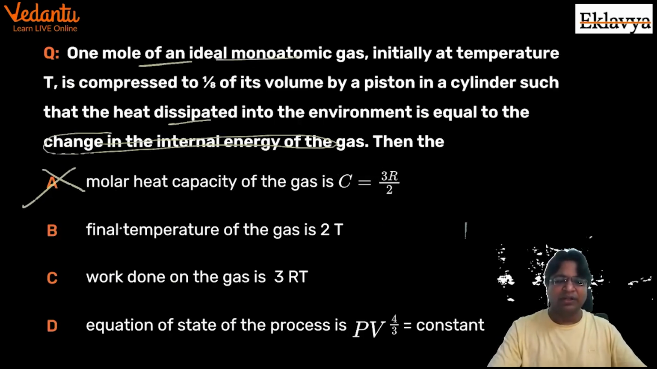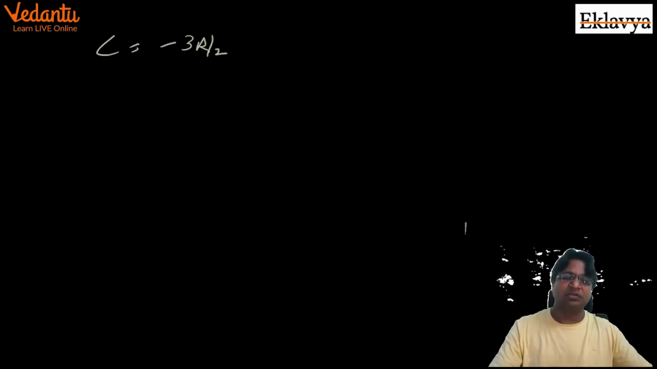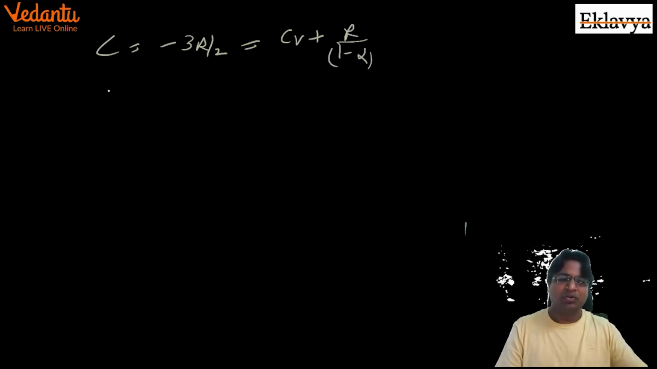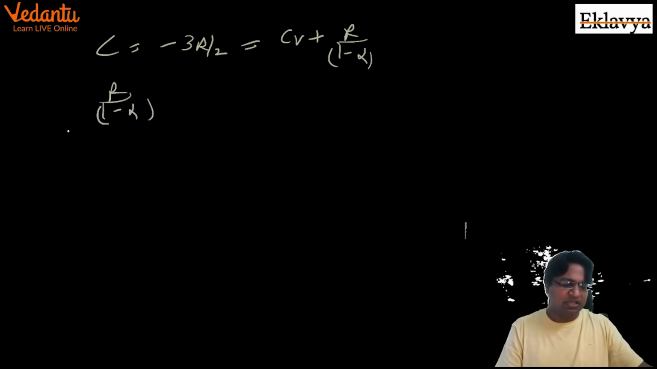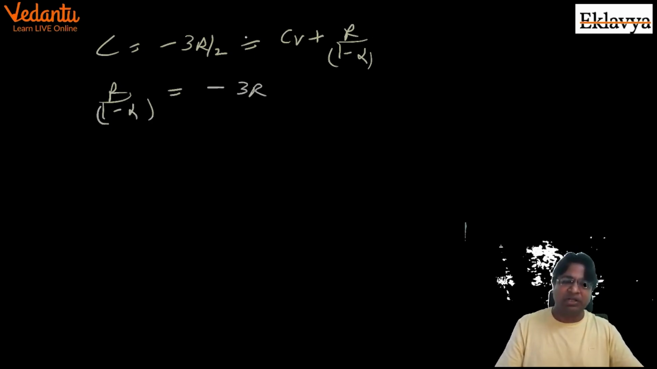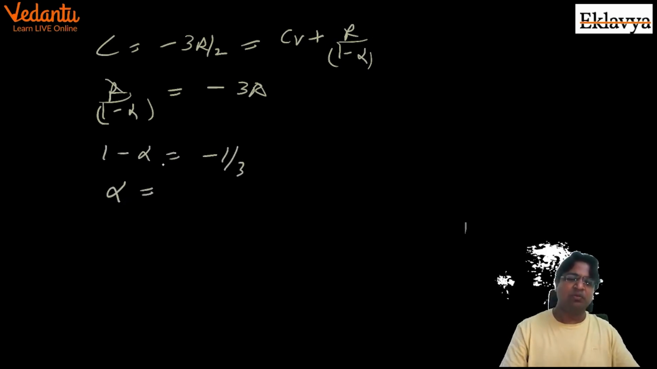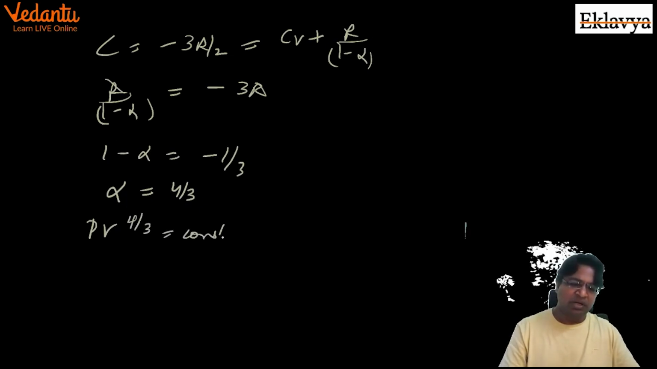Now let's try to understand. If C is equal to this, and it's a polytropic process because C is constant, we can write it as Cv plus R upon 1 minus alpha. So R upon 1 minus alpha becomes equal to minus 3R by 2... because the Cv will go on this side. So R gets cancelled, so we get 1 minus alpha is equal to minus 1 upon 3, or alpha is equal to 1 plus 1 by 3, so 4 by 3. So this means that PV raised to power 4 by 3 is a constant value.